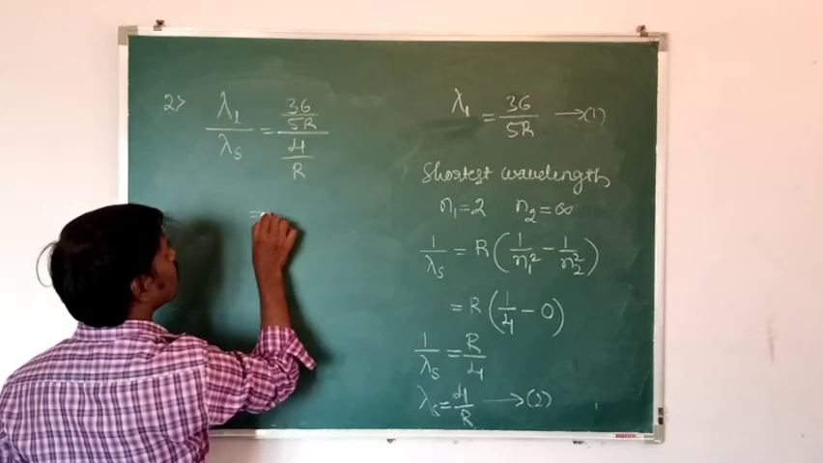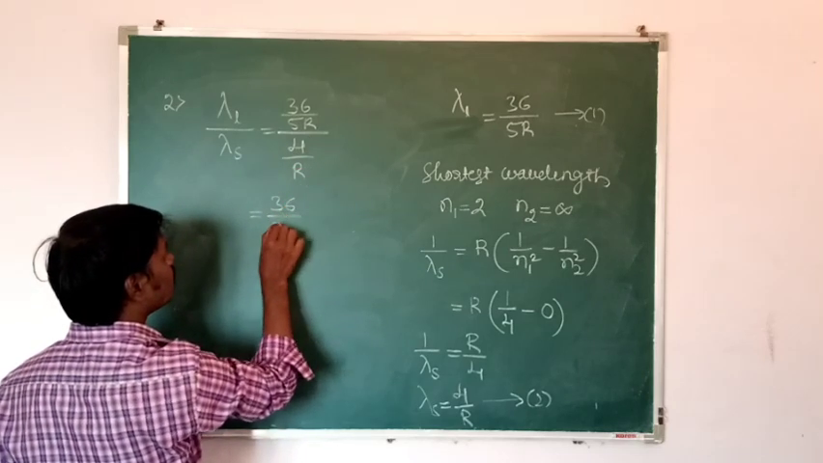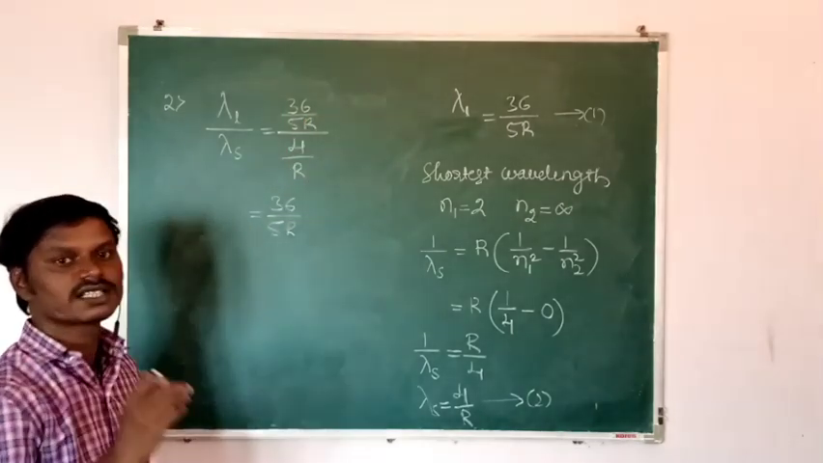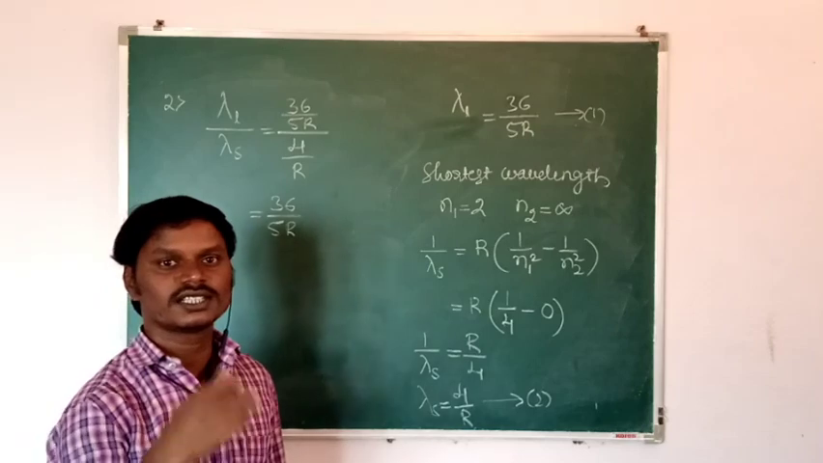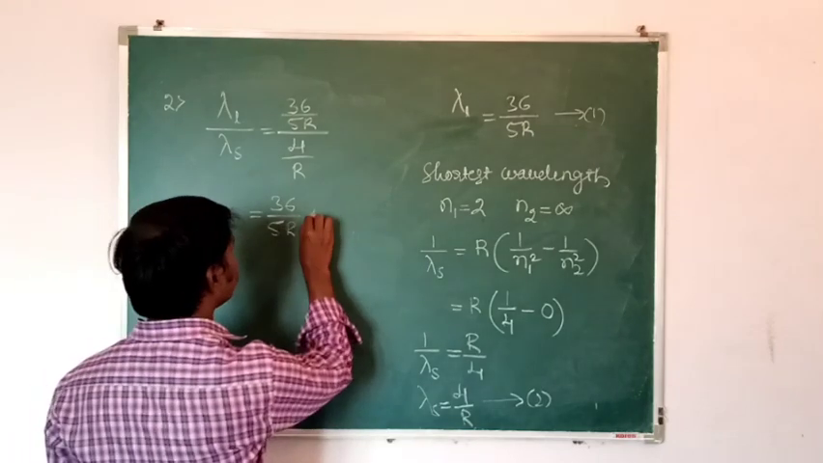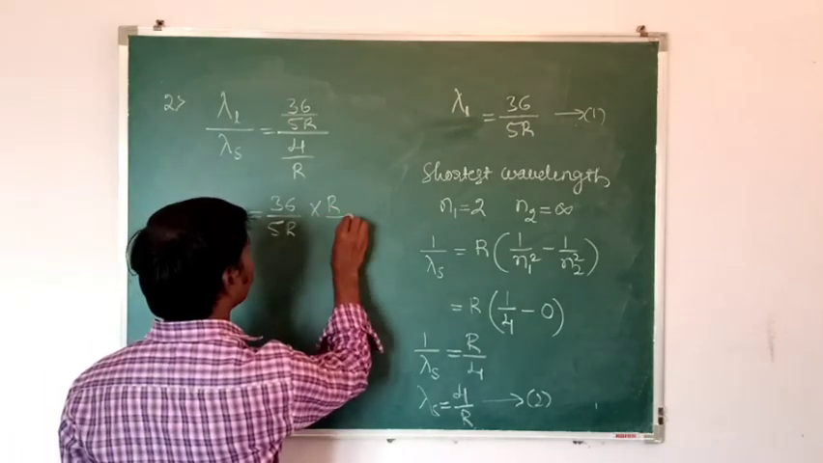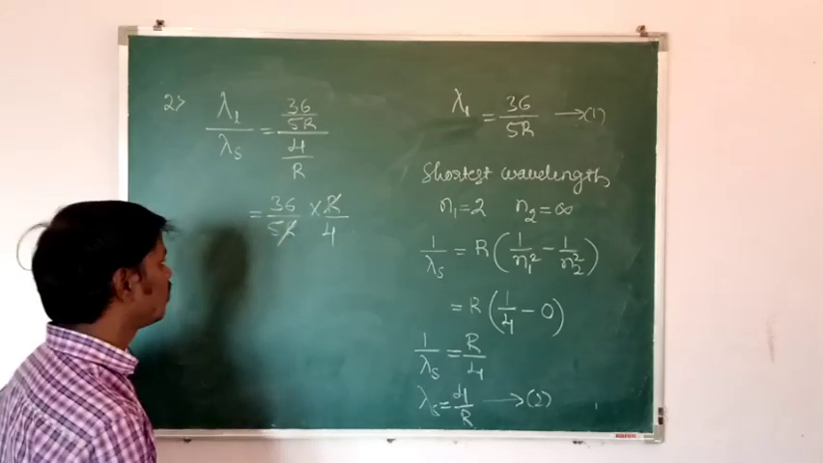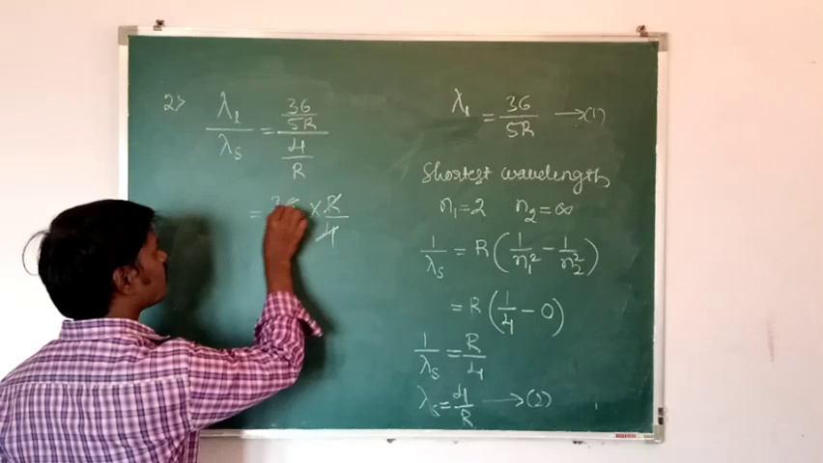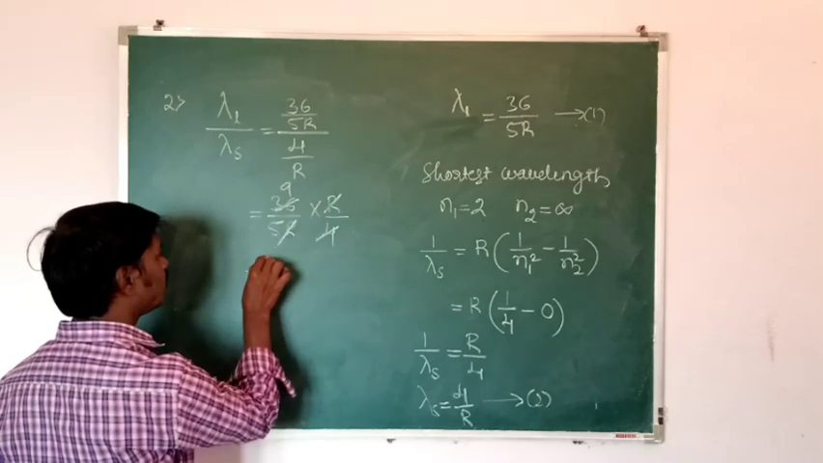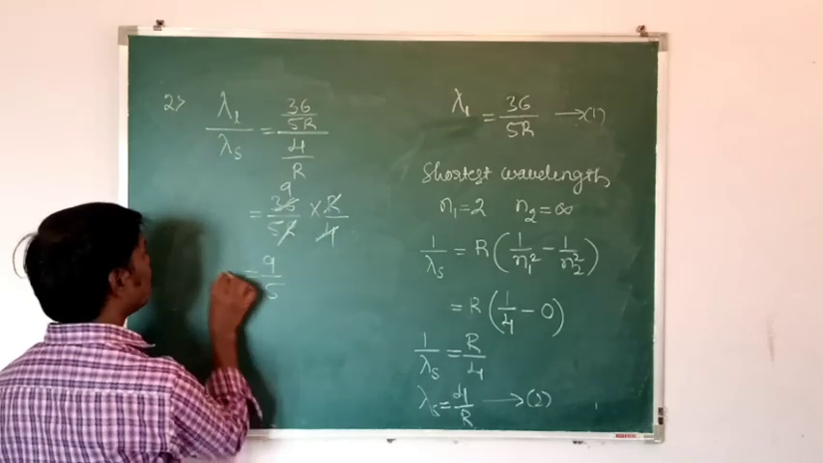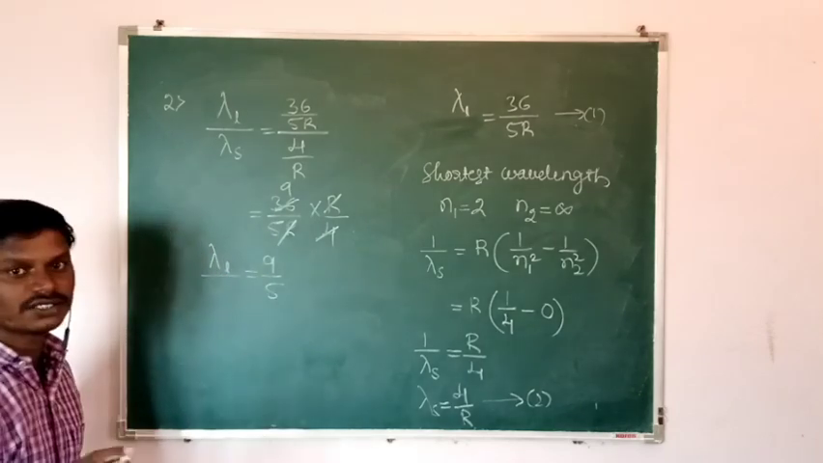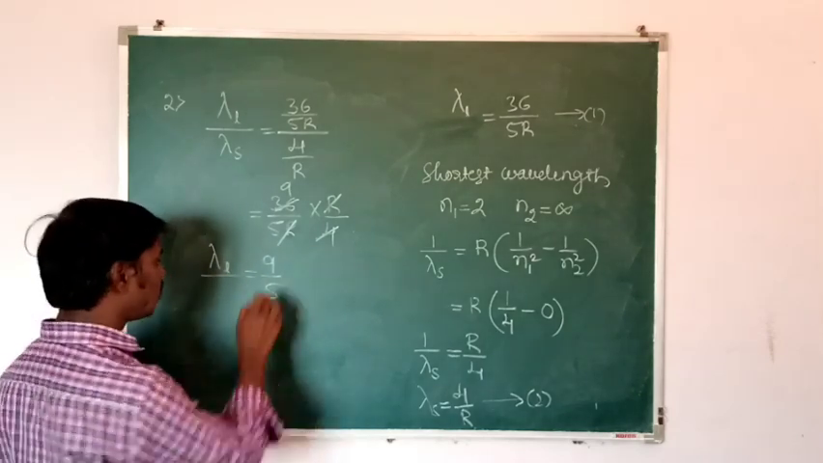Then we can write 36 divided by 5R. Then this R, because R is in the denominator, comes to the numerator, into R by 4. Then R gets cancelled. Then 4 nines are 36. Then it is 9 by 5. Then what is the ratio of the largest wavelength and shortest wavelength here in the Balmer series? That is 9 by 5.